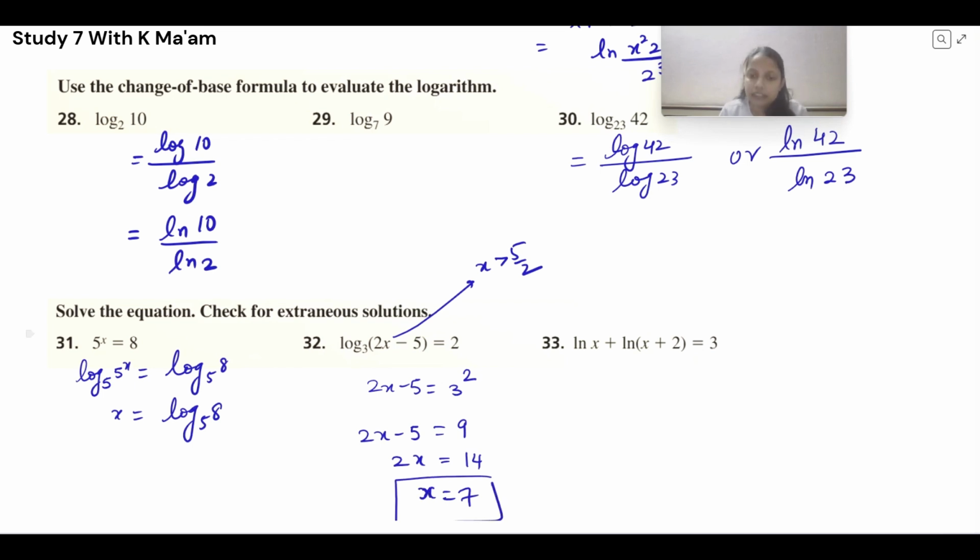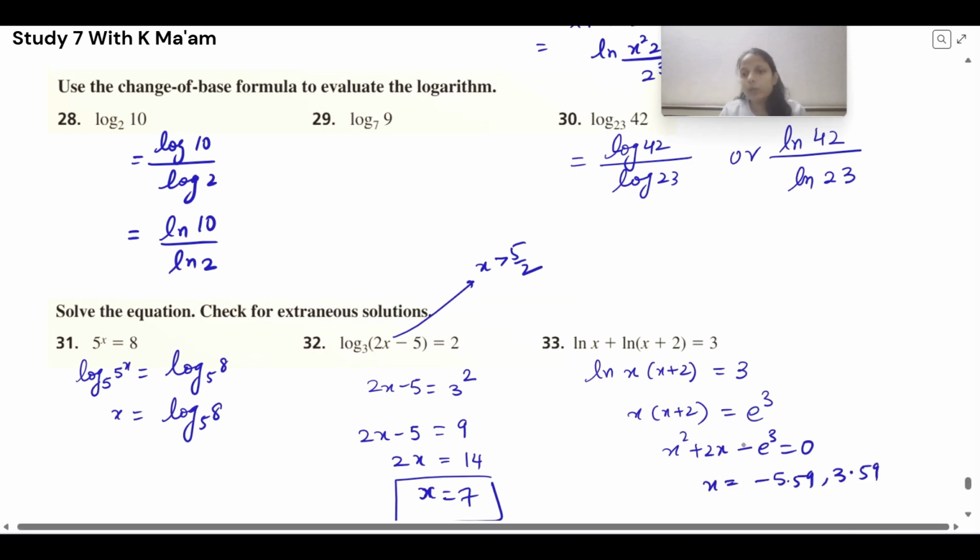Alright, so see this. Here, use the property first. Log of x times (x plus 2) equals 3. You can remove the log by taking exponential on both sides. It equals e power 3. Let's solve this. It is x square plus 2x minus e power 3 equals 0. If I solve this, I am getting two different values of x, negative 5.59 and 3.59.